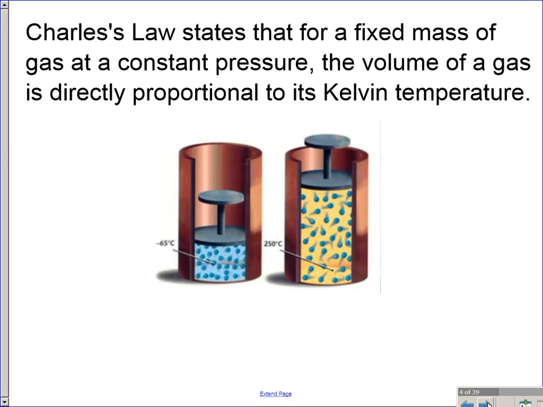Whenever it says that they're directly proportional, it means that they go in the same direction. So whenever you increase temperature, it also increases volume. And do note that this is related to its Kelvin temperature, so temperature should be in Kelvin. The formula for this is V1 divided by T1 is equal to V2 divided by T2. And remember, those temperatures must be in Kelvin.